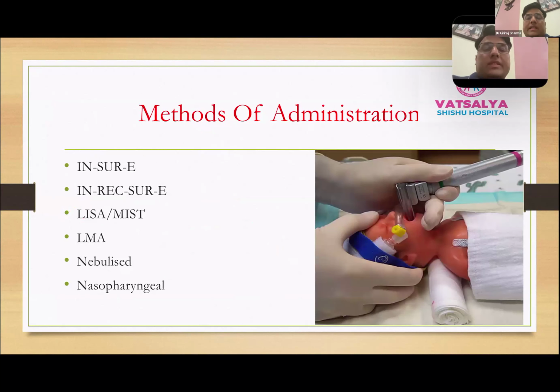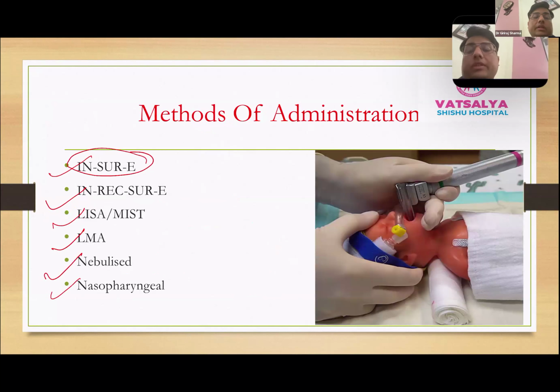Methods we have also discussed in the last lecture: INSURE method, LISA, LMA, nebulised or nasopharyngeal. The most commonly used is INSURE.